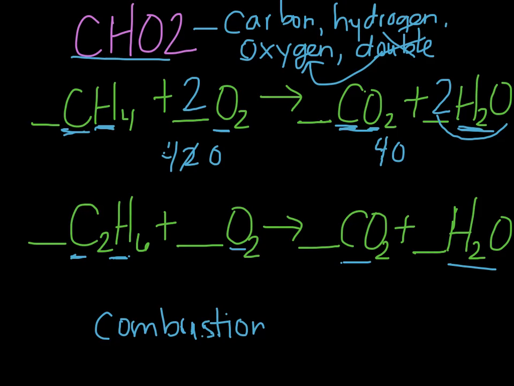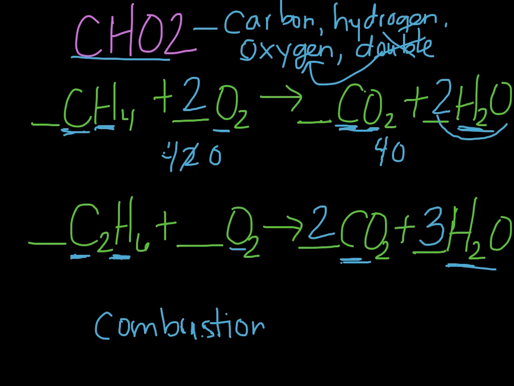So again, we have a combustion reaction, and we're going to use the CHO-2 rule. So looking at your carbons, I have 2 on the left, only 1 on the right. So I'm going to add a 2 here in order to balance out the carbons. Move to your hydrogens next. I have 6 on the left side, but only 2 on the right side. So I'm going to add a 3 here in order to have 6 hydrogens on both sides.